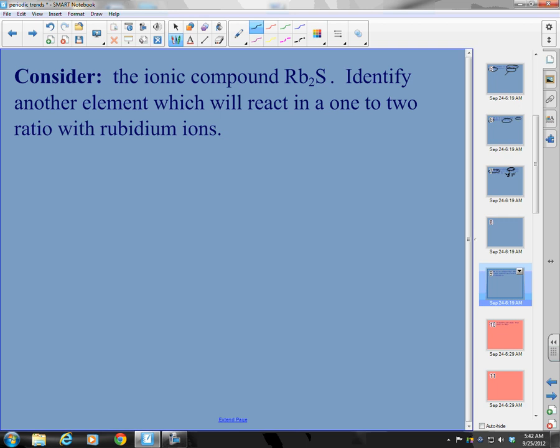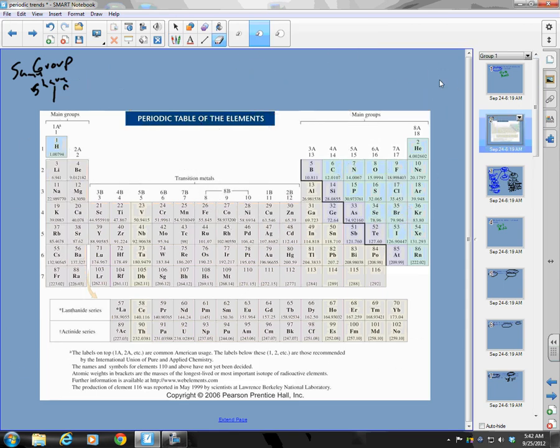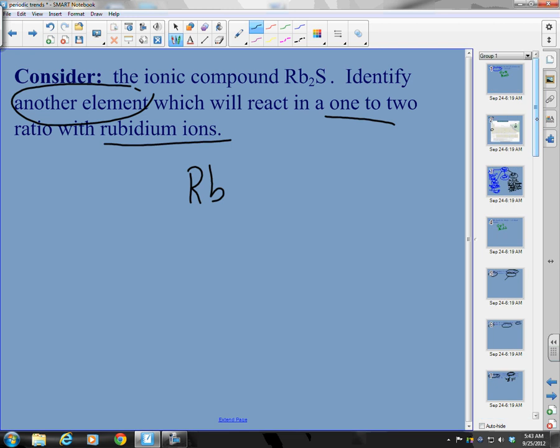Okay, rubidium sulfide. Let's take a look at our periodic table. Let's find rubidium sulfide. Where is my rubidium? Here's my rubidium. It's a group 1. Where's my sulfur? Sulfur is a group 16. And what was my question exactly? I want to find another element which will react in a 1 to 2 ratio with rubidium. So I'm going to keep my rubidium, and I need to find something other than sulfur that will react in a 1 to 2 ratio.